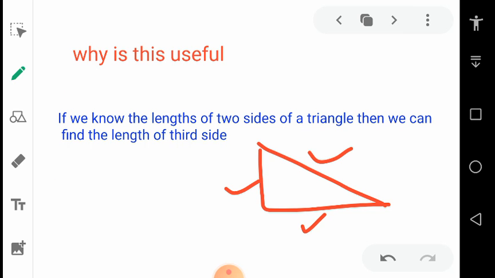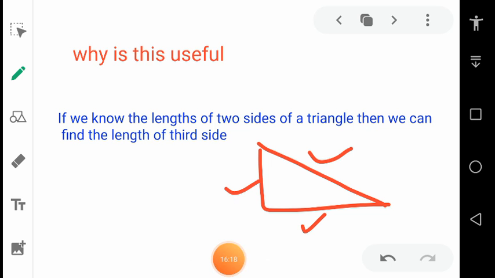Okay, why is this useful? Means why do we use Pythagoras theorem? Actually, if any two sides are given in a right angle triangle, then we can find the length of the remaining third side. That's why we use Pythagoras theorem.